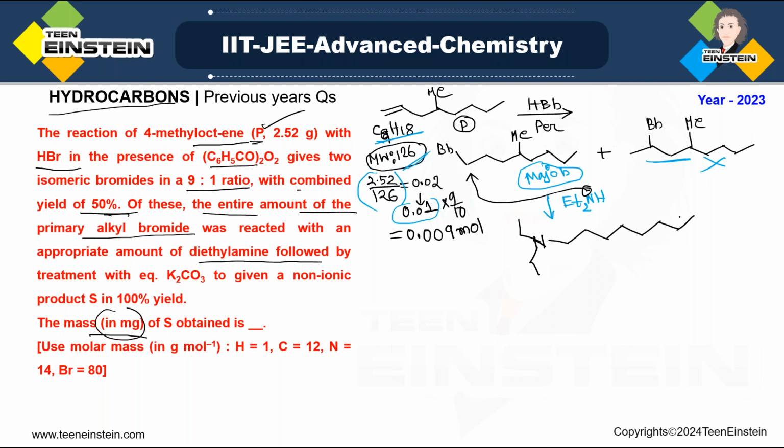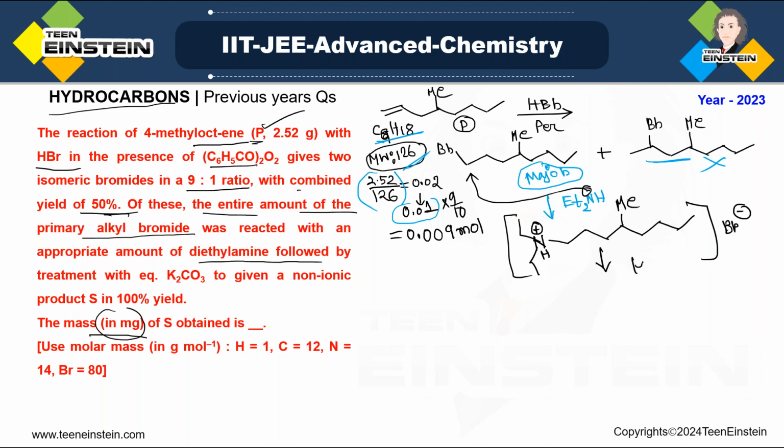So it will basically attack this carbon, and bromine will be removed. 1, 2, 3, 4, 5, 6, 7, 8. At the 4 position, there is a methyl group. So this is our compound, and as NH is attacking, hydrogen is still there, it will be carrying some positive charge, and Br minus is the counter ion.